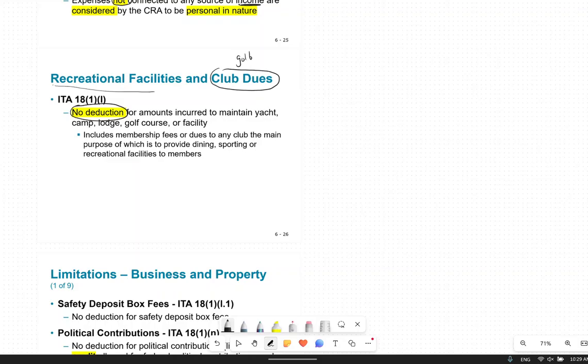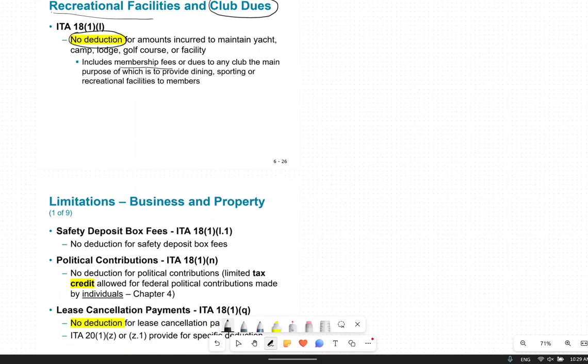So these are your membership fees to the golf club, dues to any club whose purpose is to provide dining, sporting, or recreational facilities to the members. If you're paying those membership dues because of these, they are not a deduction.